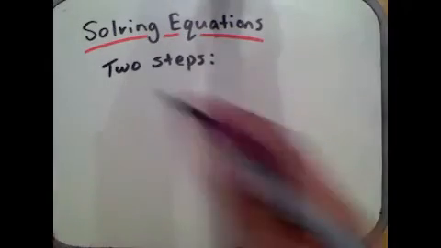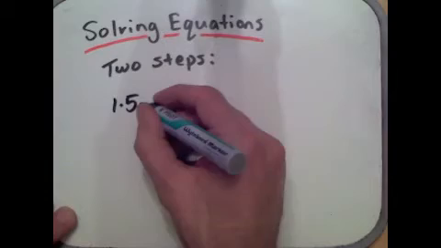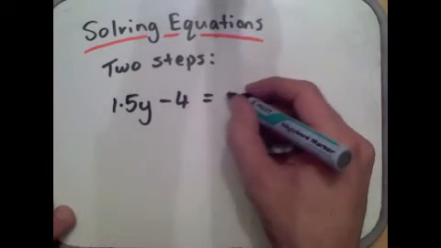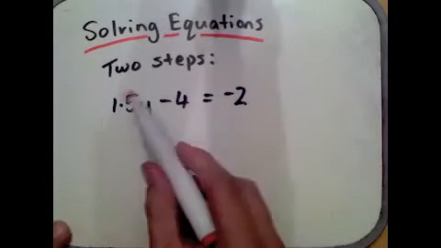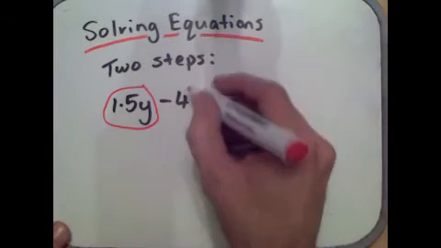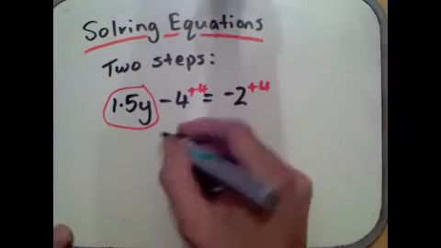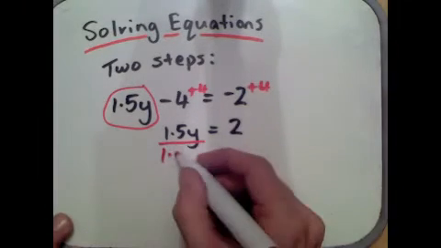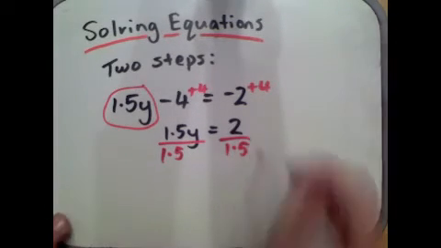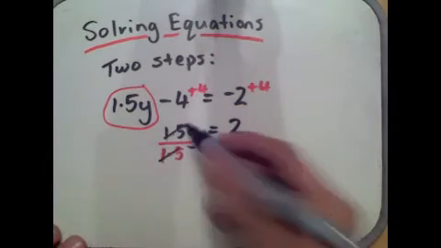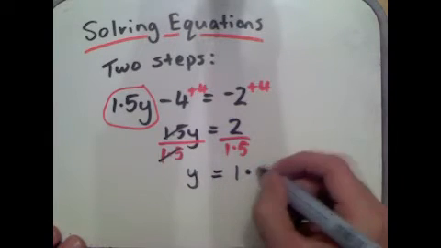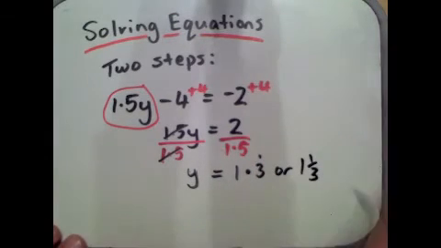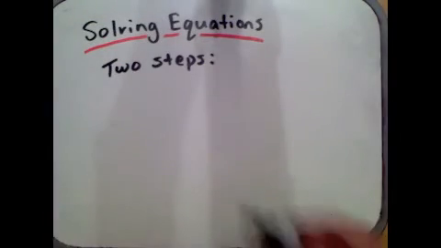Okay, let's look at another example. 1.5y minus 4 is equal to negative 2. Alright, there's our term that has a y. So let's remove the minus 4 first. We do the opposite, we add. We get 1.5y equals 2. We divide by 1.5 from both sides. We balance that up. 1.5 over 1.5 is 1, or 1y. And that is going to be equal to 1.3 recurring, or 1 1/3. So again, we can use our calculator there to help us. Otherwise, we can use our mental maths ability.